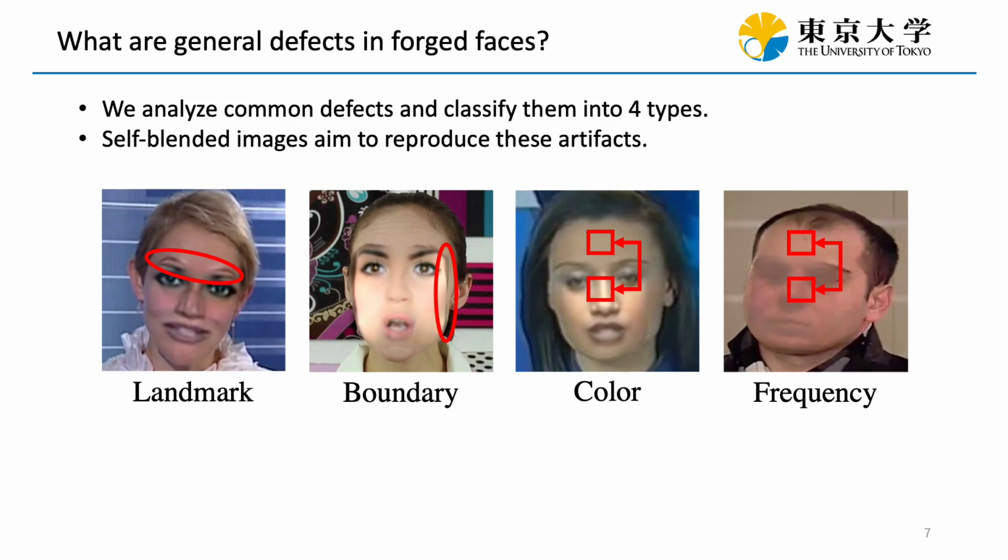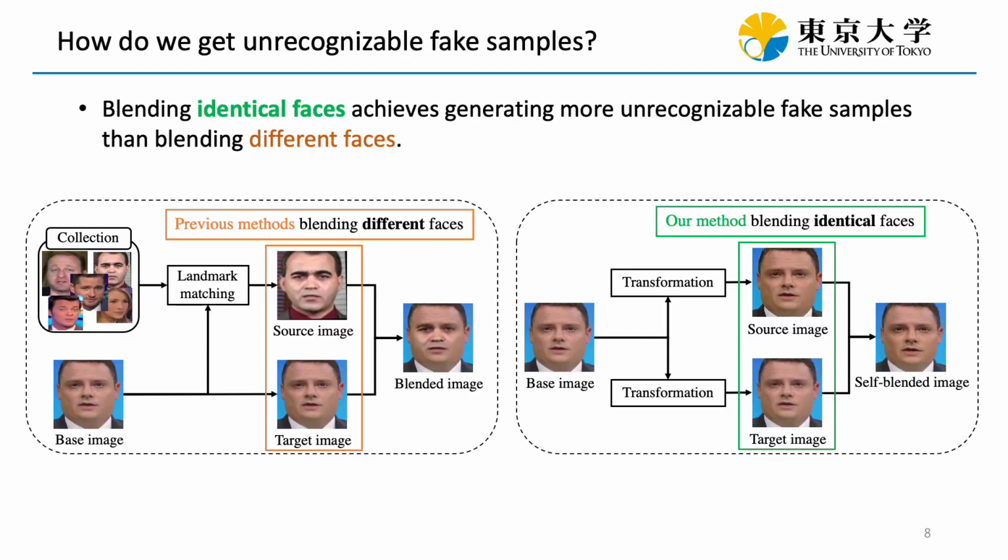What are general defects in forged faces? As shown in the figure, we analyze common artifacts and classify them into 4 types. Self-rendered images aim to reproduce these artifacts. How do we get unrecognizable fake samples? Our observation is that blending identical faces generates more unrecognizable fake samples than blending different faces, which is proposed in previous methods.